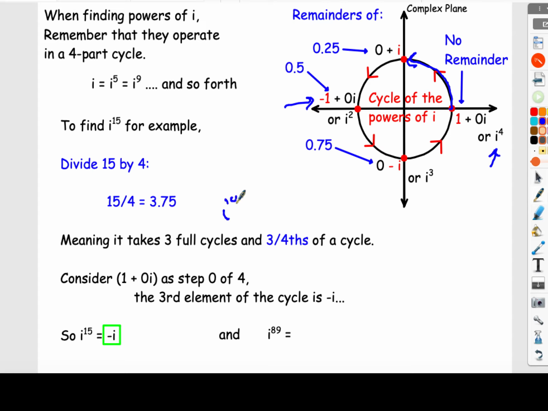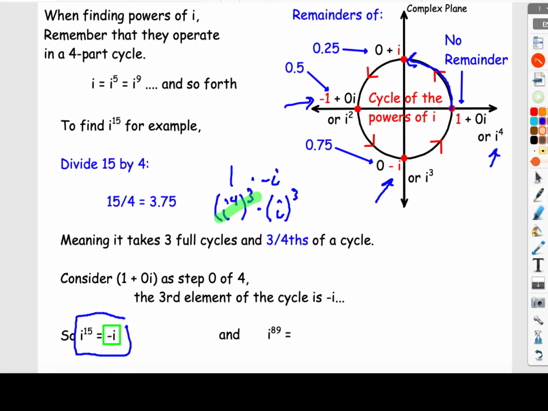So it'd be i to the 4th 3 full times, and then multiplied by, again, just i to another 3/4 of a cycle. That's what that 0.75 is telling us. That's 3/4 of another cycle. So that's basically an i to the 3rd out here. Well, i to the 4th to the 3rd really is just 1, so we can get rid of that, because that's really just 1 times i to the 3rd, which we already know down here at the bottom is -i. So that's why we can say that i to the 15th is really -1.